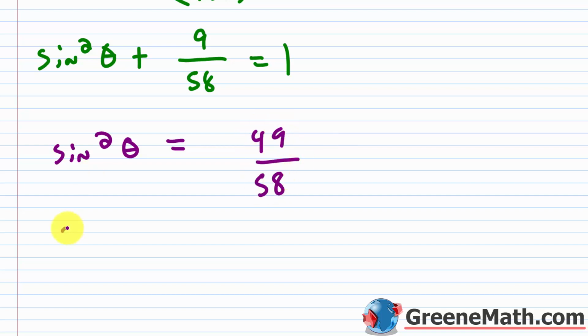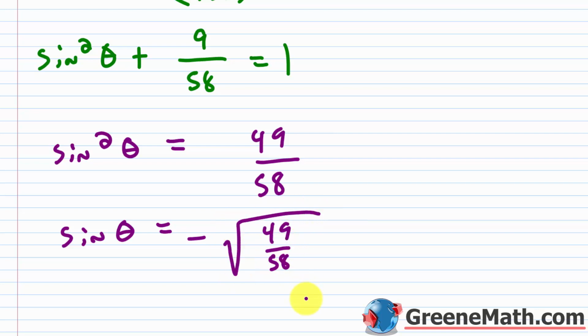So to get sine of theta, remember you're taking the square root of each side. So do you want the positive or the negative square root? Remember, sine of theta is going to be negative in quadrants 3 and 4. We're in quadrant 3, so it's going to be negative. So I want the negative square root of 49 over 58. And of course, this is equal to the negative of, you have the square root of 49 is 7, so we'd have 7 up here, over the square root of 58.